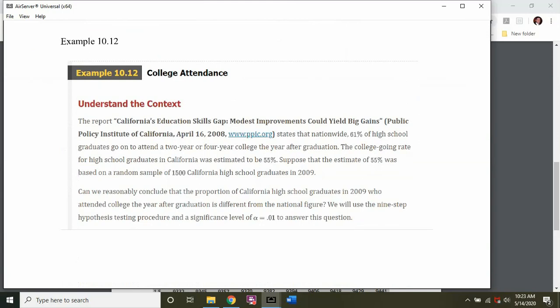College attendance. The report, California's education skills gap. Modest improvements could yield big gains.